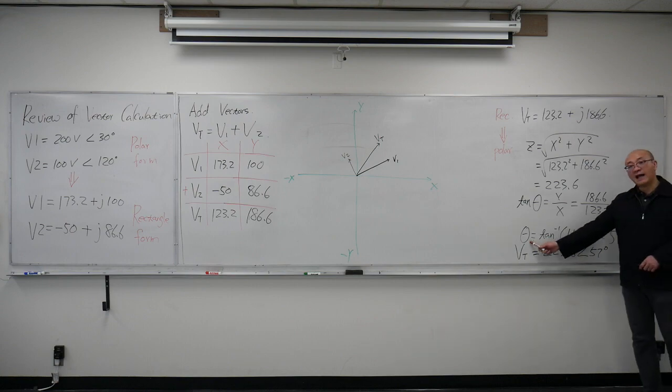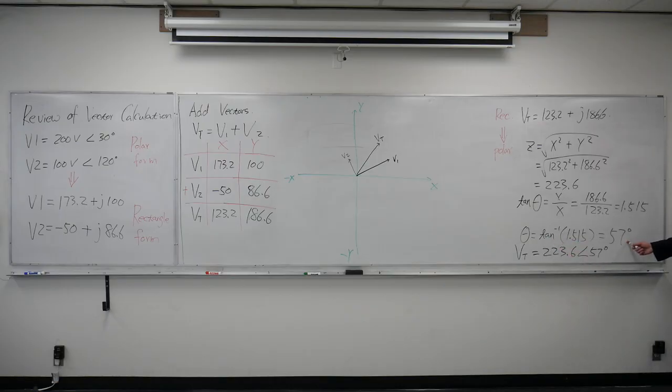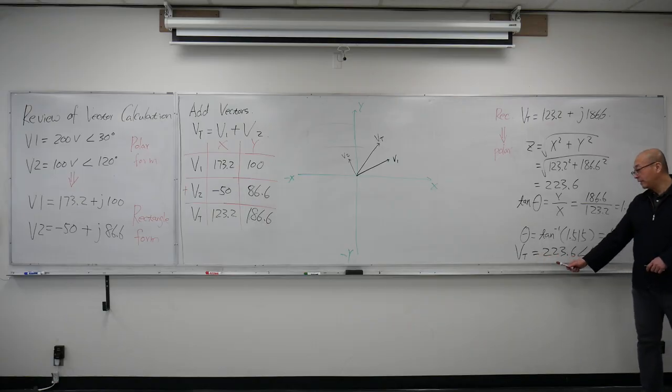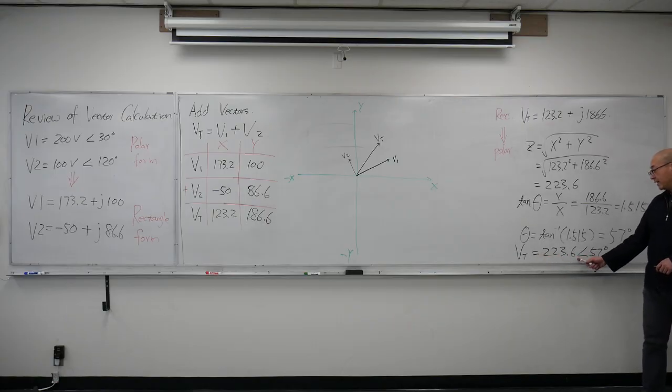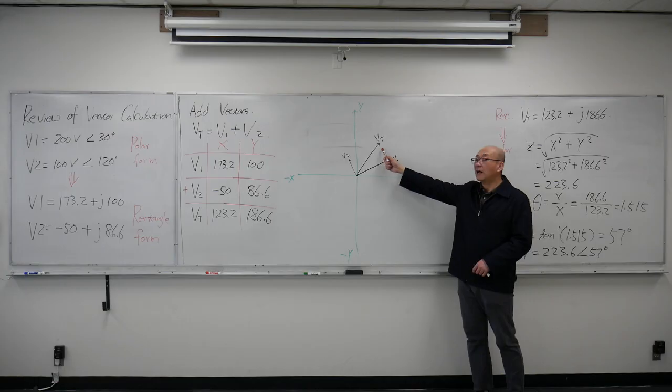Then I find the angle using the inverse tangent function. It gave me 57 degrees. So the resultant vector will be 223.6 at 57 degrees. That's represented on the vector diagram as the total.